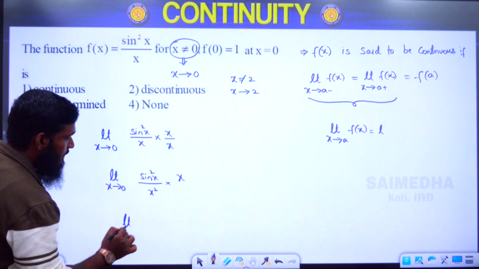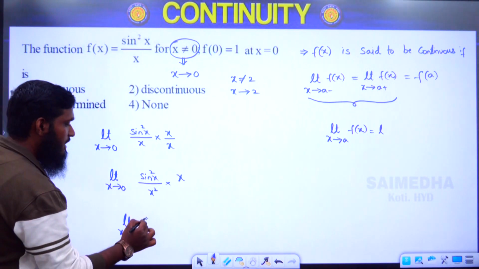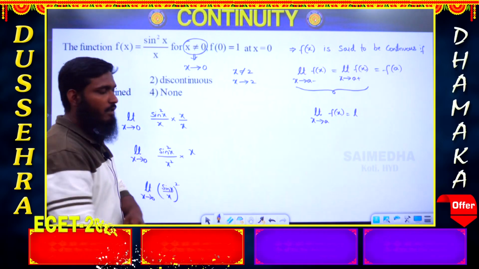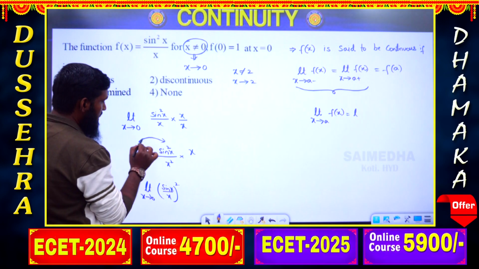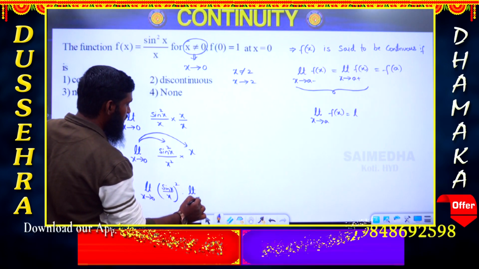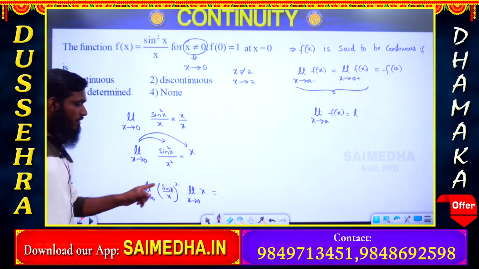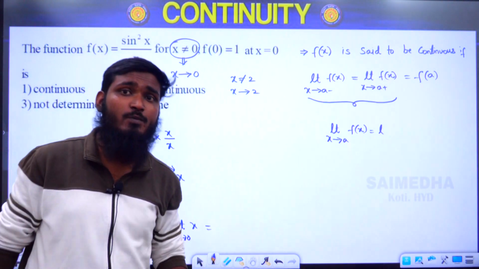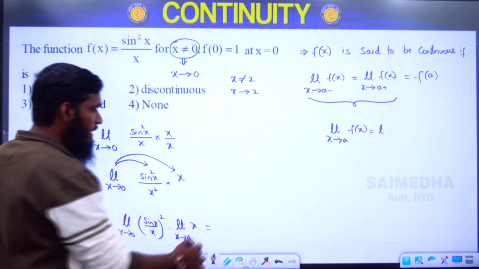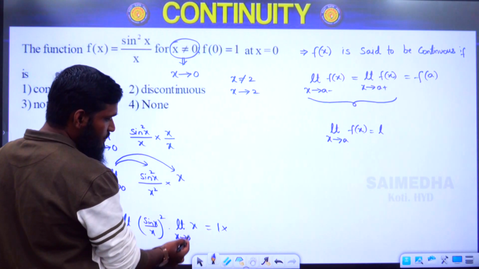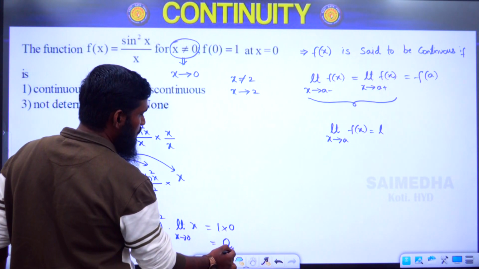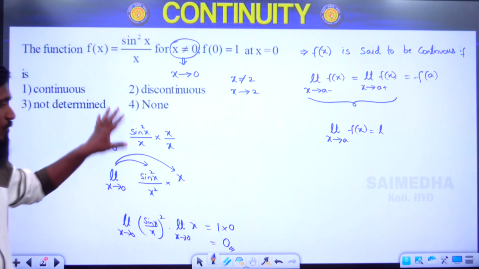Now again, limit x tends to 0 of sine x by x whole square. Now we apply the limit to this part as well as this part. Limit x tends to 0 of x, and we have one standard limit: limit x tends to 0 of sine x by x is equal to 1. So 1 squared is 1 itself. So 1 into limit x tends to 0 of x, where in the place of x we write 0. So the answer we get is 0.